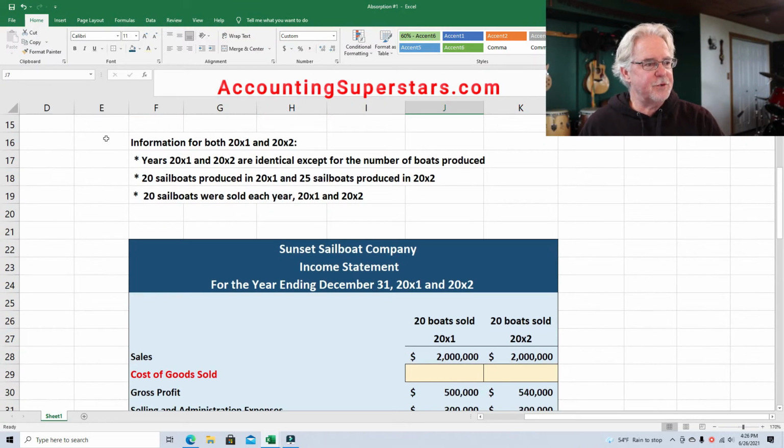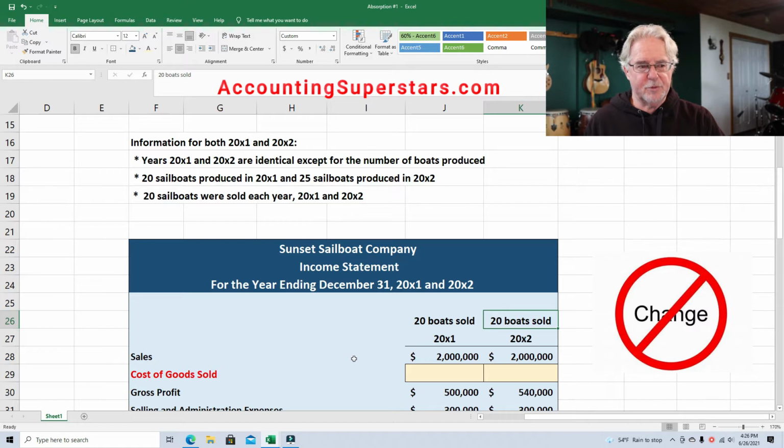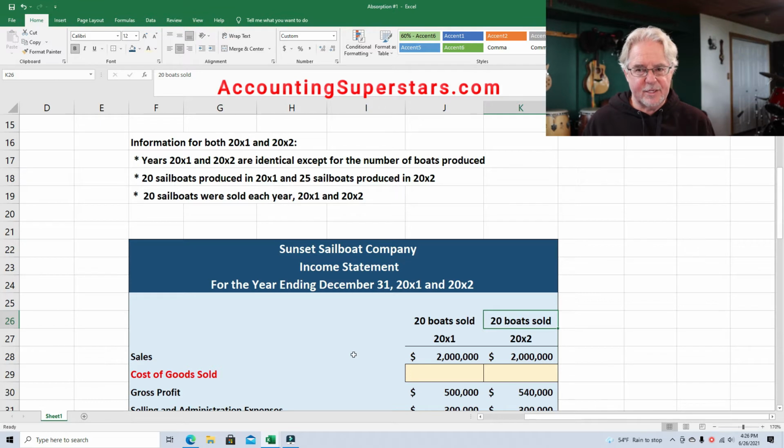So here's the information for 2001 and 2002. This is the Sunset Sailboat Company. They make beautiful, custom sailboats. And in 2001, I've got an income statement right over here. In 2001, 20 boats were sold. And in 2002, 20 boats were sold. Now, the two years are identical, totally identical. Same sales, same revenue, same expenses, same everything. I know that's not possible in real life, but just imagine it to be so for this example.